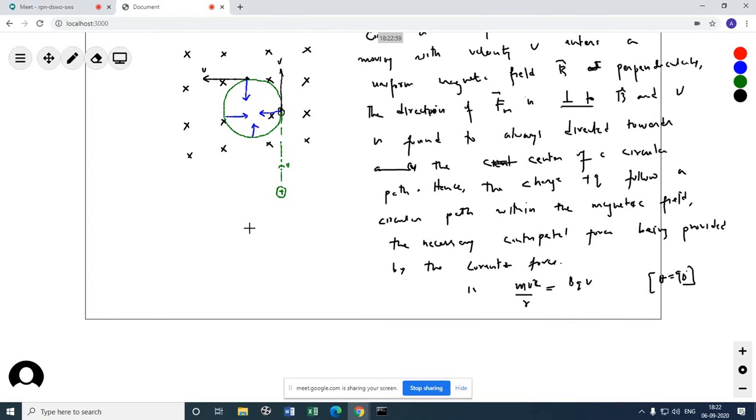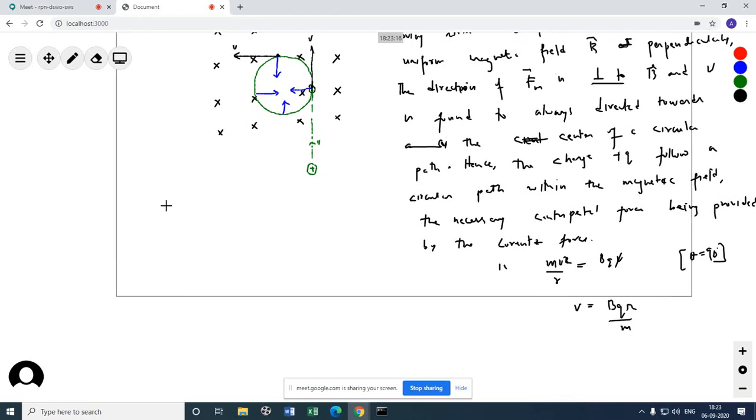So I'll get here mv square by r equals Bqv. V gets cancelled. I'll get here v equals BqR by m. Okay, this is the velocity of the particle.